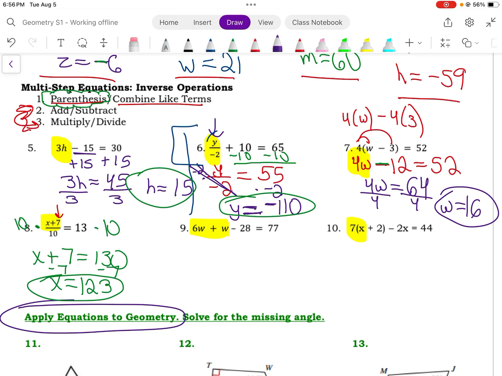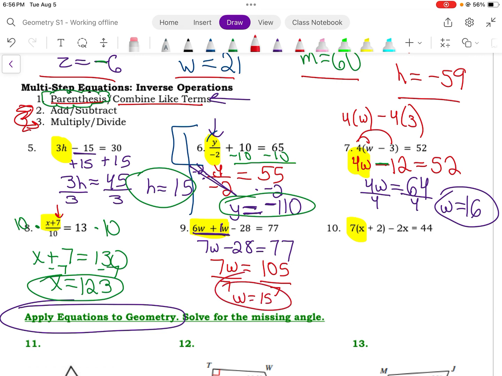Okay, number 9. Oh man, we have things that are like terms. It's like you having a class with a friend of yours. So 6 plus 1w is 7w minus 28 equals 77. That's called combining like terms, CLT for short. First I'm going to combine like terms and move it to the other side. So I'm going to add 28 to the other side and then divide by 7. So w equals 15.